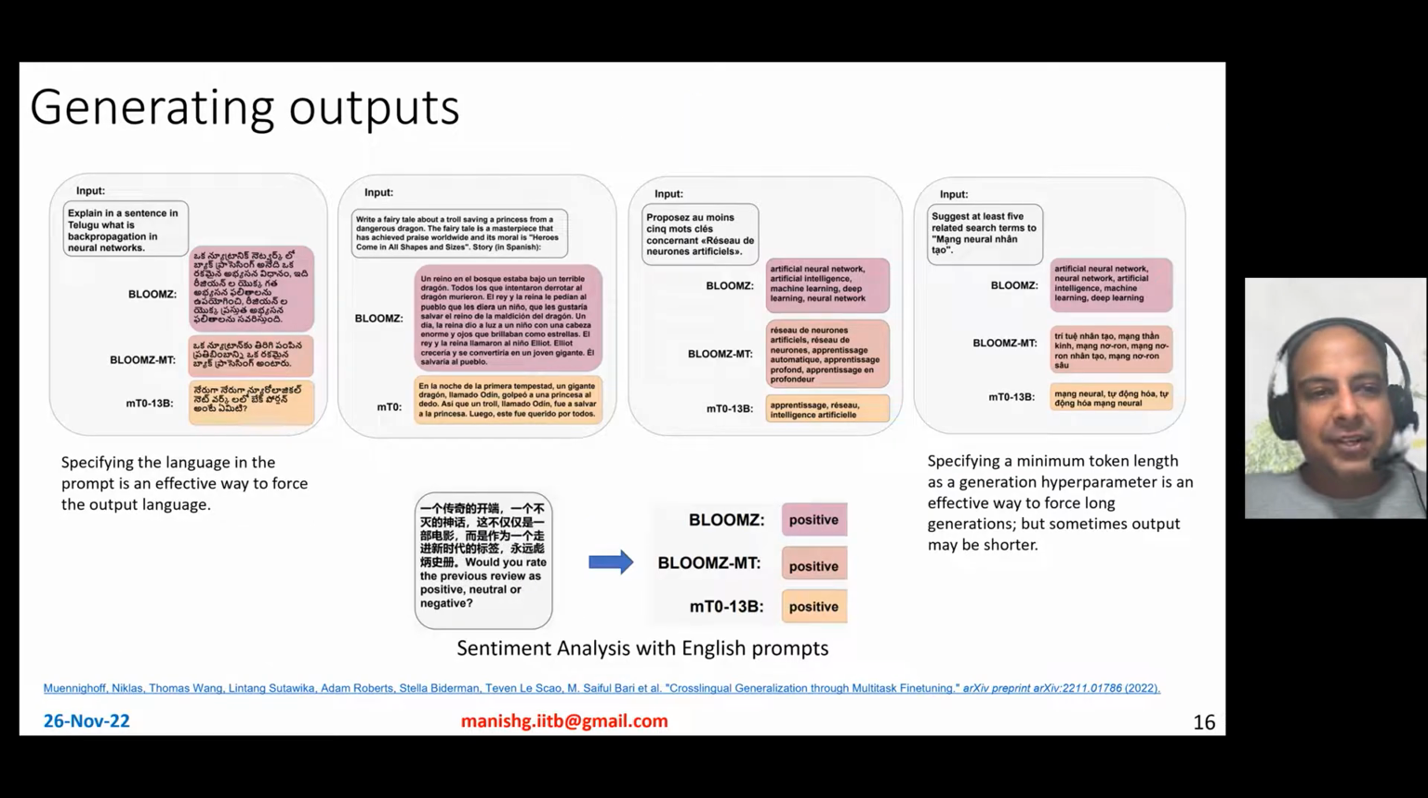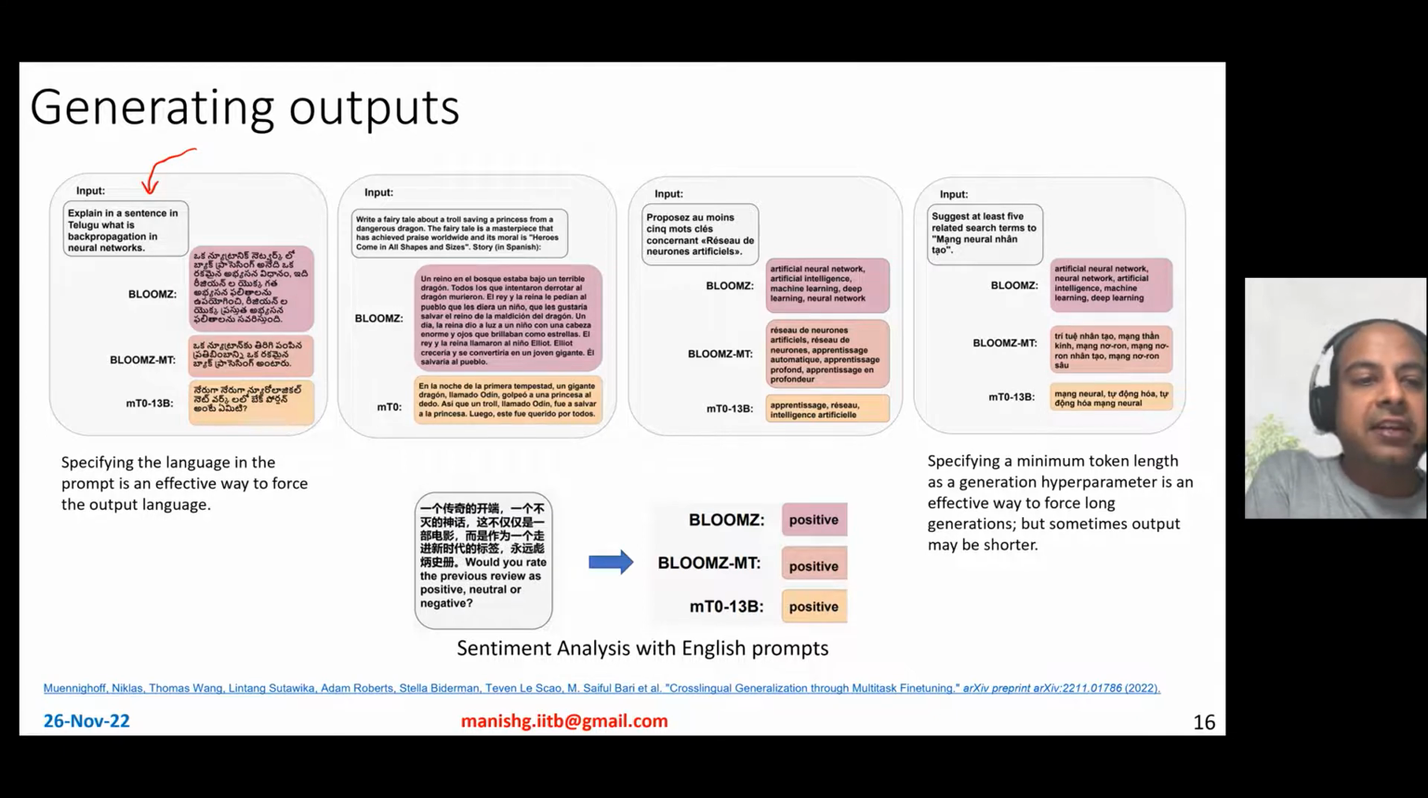Okay. Let's look at a few outputs. How do they look? So here's an input, and the input is for explaining a sentence in Telugu: what is backpropagation in neural networks, right? So it's sort of explaining something in a different language.